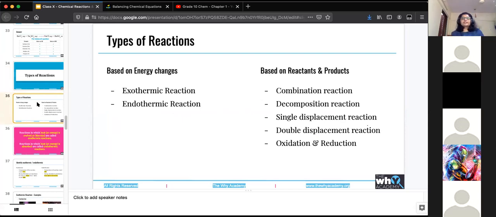So the best way to study anything is to just categorize it into different types. That way, if you study one thing, you'll get to know about all of the things of the same type. So reactions also you classify into certain types because they have common things. Classification can be done based on many different factors. Based on energy changes, what kind of energy changes are happening, they're classified as exothermic reactions and endothermic reactions.